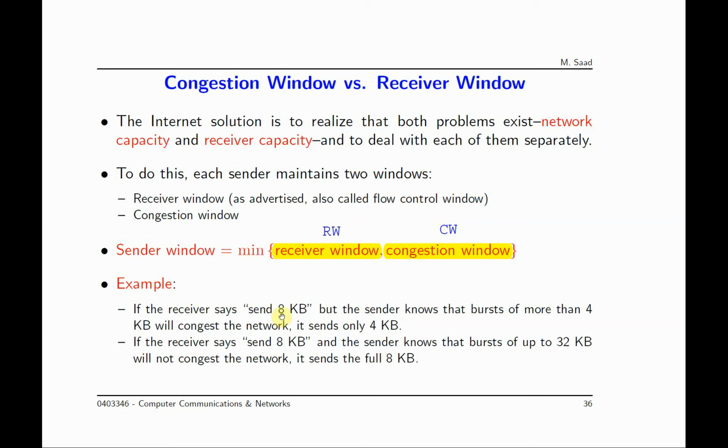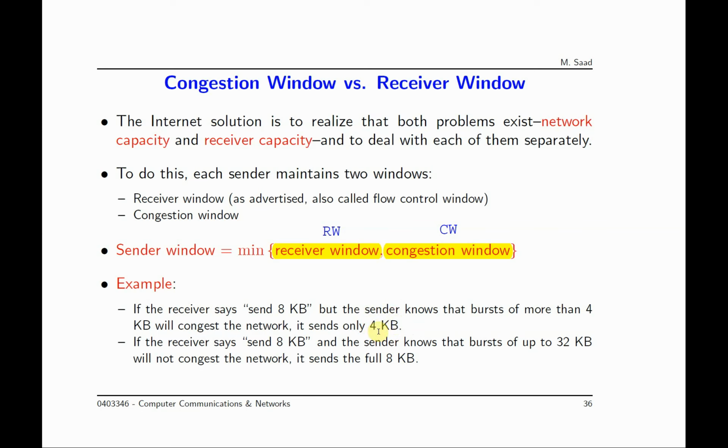Imagine that the receiver announces an 8 kilobyte receiver window. So the receiver says you can send up to 8 kilobytes. I would be okay with that. However, somehow, exactly how we will understand later, the sender knows also that if I send more than 4 kilobytes, I will congest the network. So the receiver says send 8, but the network cannot handle more than 4. So we have 8 and 4. The smaller of the two is the 4. So that's why I can send at most 4 kilobytes.